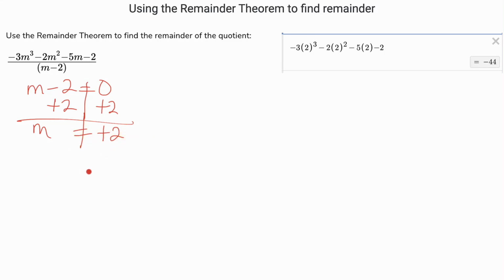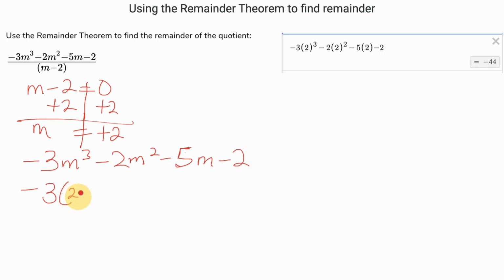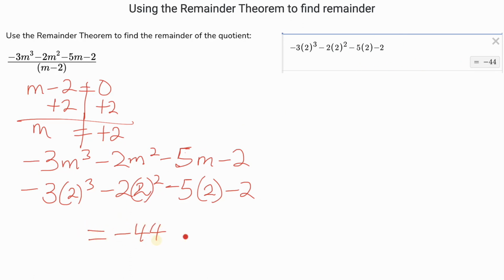M equals plus 2, or 2. All right. Then we plug that into the numerator right here. The numerator, also known as a dividend, or the top of the fraction. So write it down. All right. And then in the next line, replace m with 2. You have squared, negative 5. Replace m with 2 and negative 2. And when you type that into the calculator, as you see right here, the answer will be negative 44. And that's the remainder.